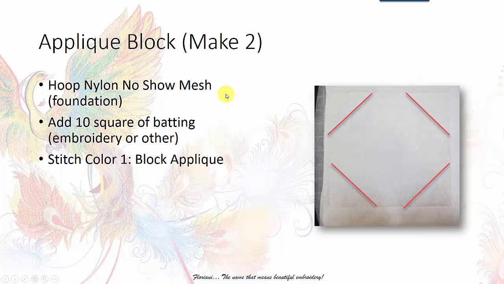For the applique block, you're going to make 2 of these, or more. Hoop your nylon no-show mesh. This is your foundation for building your block. Add a 10-inch square of batting, and you can use embroidery batting or other batting. I used embroidery batting just because I used embroidery batting in the first block, and it keeps everything very consistent. But you could use some of the Floriani cotton bamboo batting. You could use some Quilters Select cotton batting. I mean, it's up to you what you want to use in there. And then add your layer of fabric. Stitch color 1. And what color 1 is, it's your placement lines here for the applique pieces.